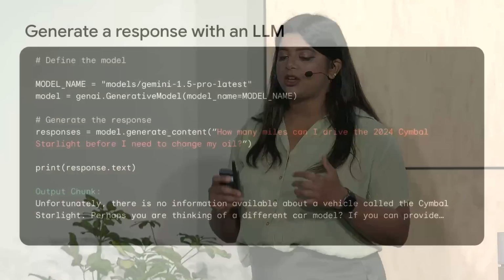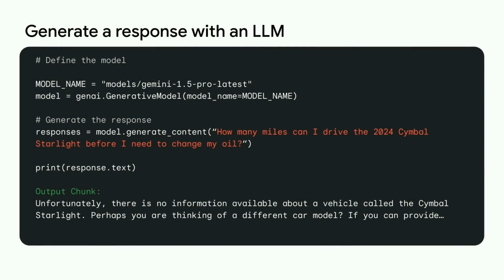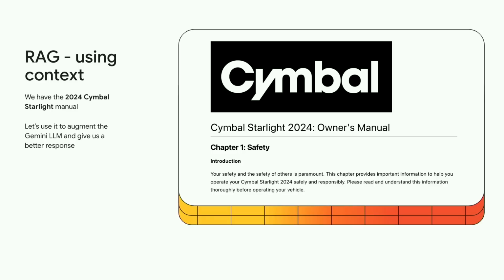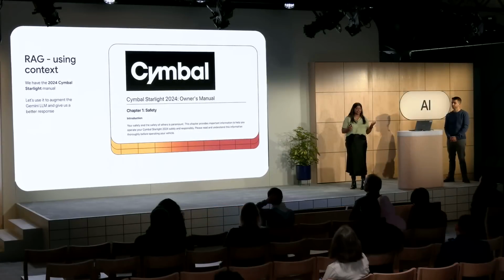Now, if we ask an LLM any of these questions, we're not going to get really great responses. For example, I can ask Gemini 1.5 Pro, how many miles can I drive my 2024 Symbol Starlight until I need to change my oil? And it responds with a bunch of information that isn't really relevant to us. And this is because the LLM wasn't trained on the 2024 Symbol Starlight manual. Why? Because our team made up this example and it doesn't actually exist in the corpus of training data found out in the wild. And this is a constraint of LLMs.